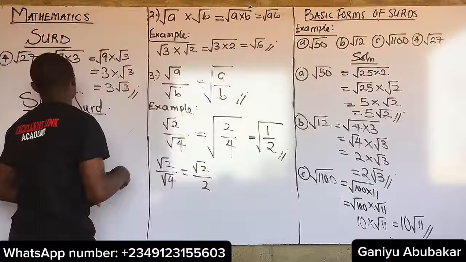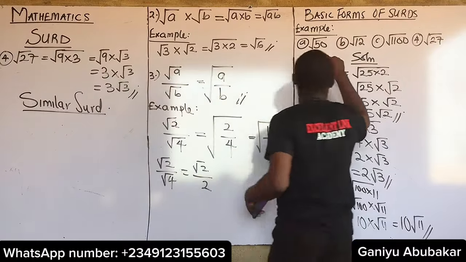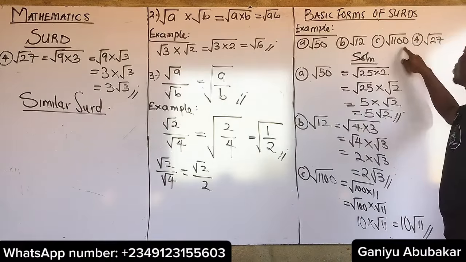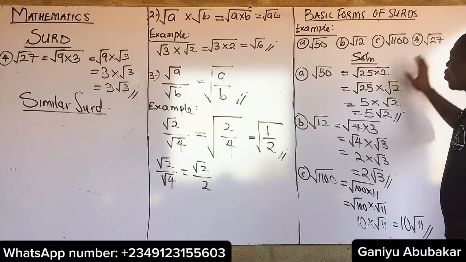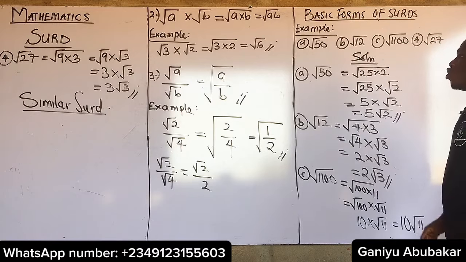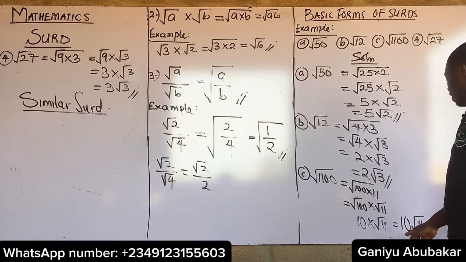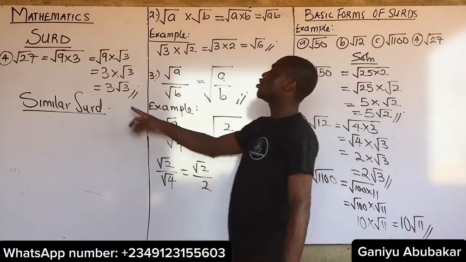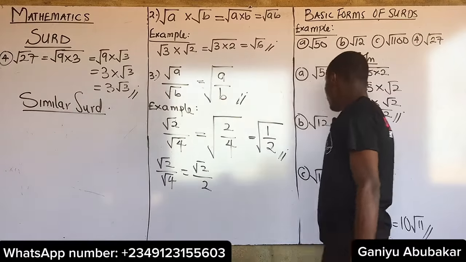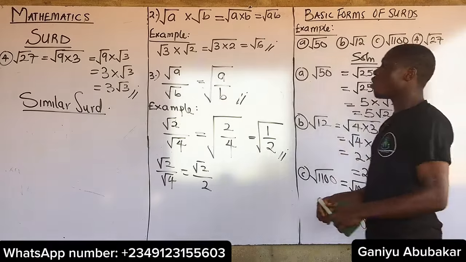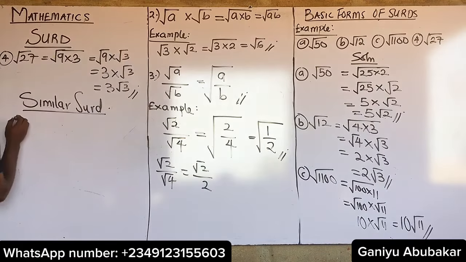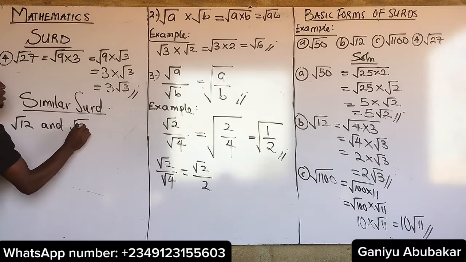For instance, from what we discussed here, we said root 50, root 12, root 110, and root 27. Which ones here are similar? Look at root 50. This is 5 root 2. This is 2 root 3. This is 10 root 11. This is 3 root 3. So it means that root 12, look up, I have root 12 and root 27.